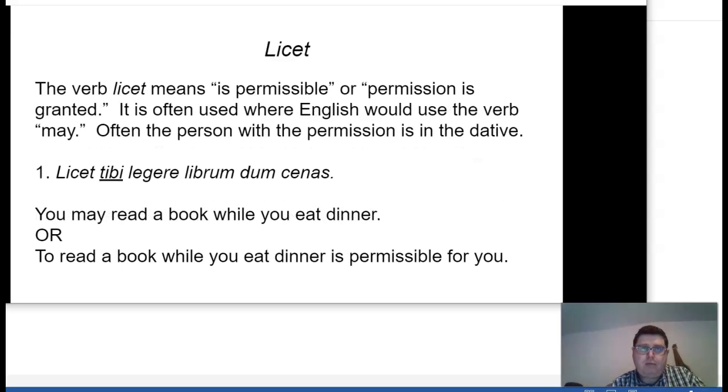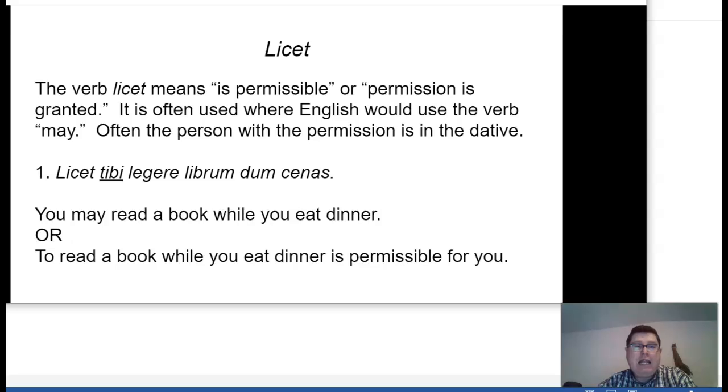So I want to start with licet, mainly because you've probably already seen licet. Licet means is permissible, or permission is granted. The structure you've normally seen with this is an infinitive and a dative. The person who has the permission is in a dative. It's a dative of reference. And the action that is permissible for that person is typically expressed in an infinitive.